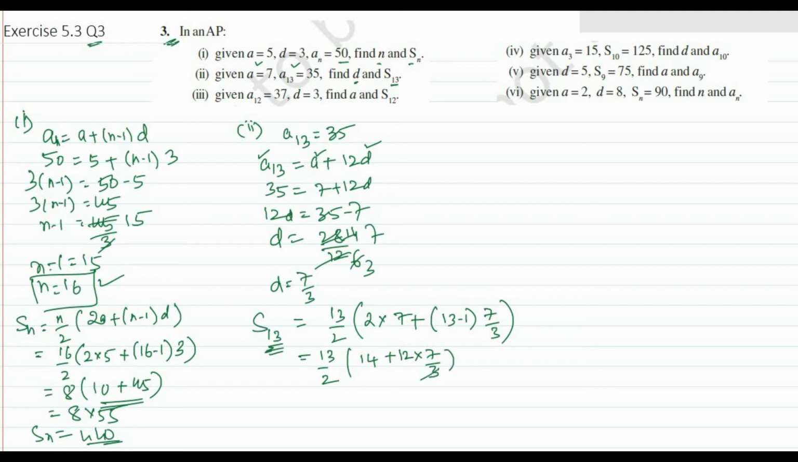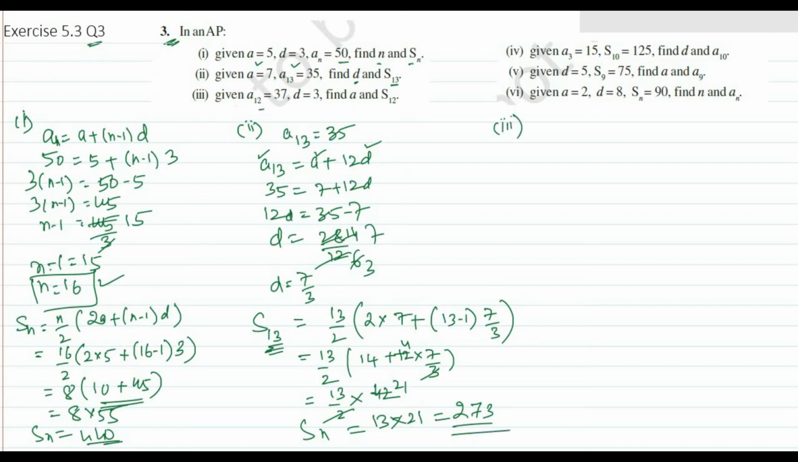Okay. So 3 into 4 is 12, and 7 into 4 is 28. 28 plus 14, that is 42. This is equal to 13 divided by 2 into 42. So 2 into 21 is 42, so here 13 into 21, that is Sn is equal to 13 into 21, which is equal to 273.